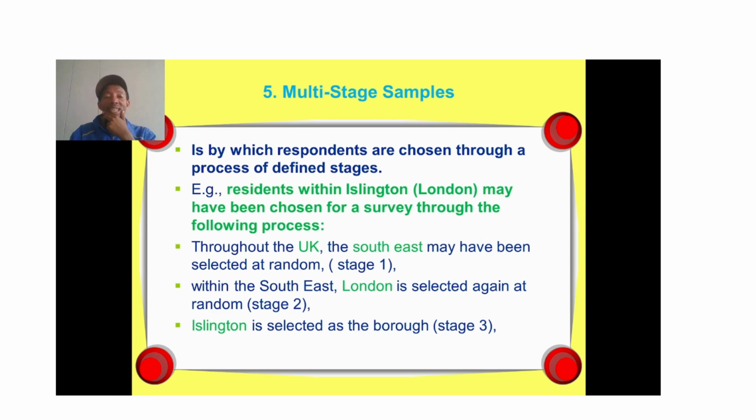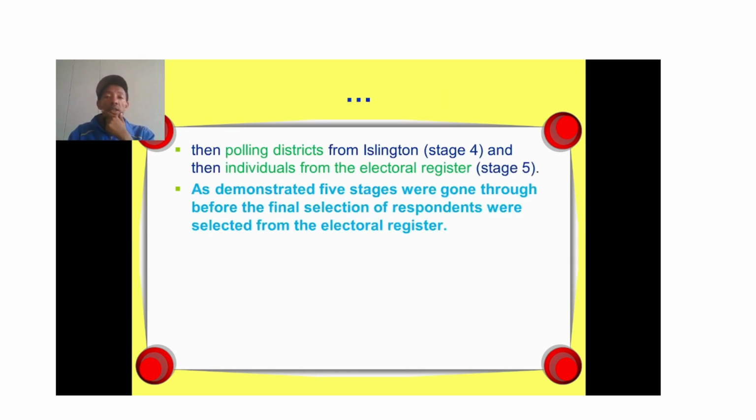In multi-stage sampling, we take respondents through a process of defined stages: stage 1, 2, 3. Residents, for instance, within London's Islington may have been chosen for a survey through the following stages. First, we select the UK. From the UK, we select the Southeast. Then from the Southeast, we select London. From London, we select Islington. So this is stage 3. And in stage 4, we select polling districts or woredas from Islington. And then in stage 5, we select individuals.